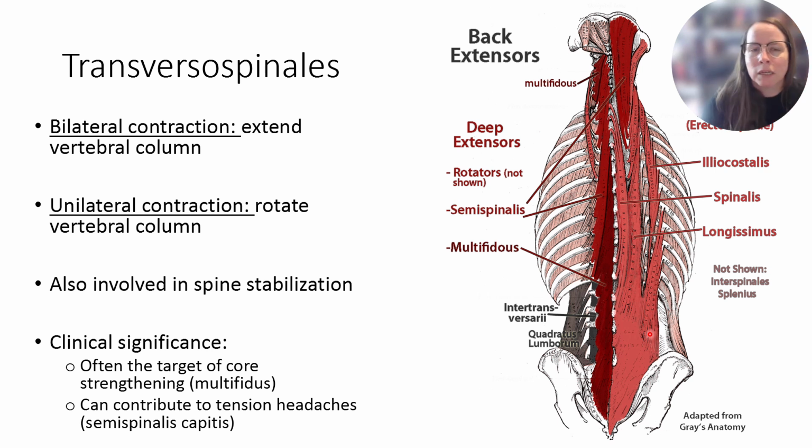Another one is your semispinalis capitis. The semispinalis capitis is going to run all the way up to the base of the skull. And those of you that get tension headaches, that's the one you can be mad at. Depending on the contraction of that muscle, it can contribute to tension headaches, which is why when you rub the back of your neck when you have a tension headache, it kind of helps make it feel better.